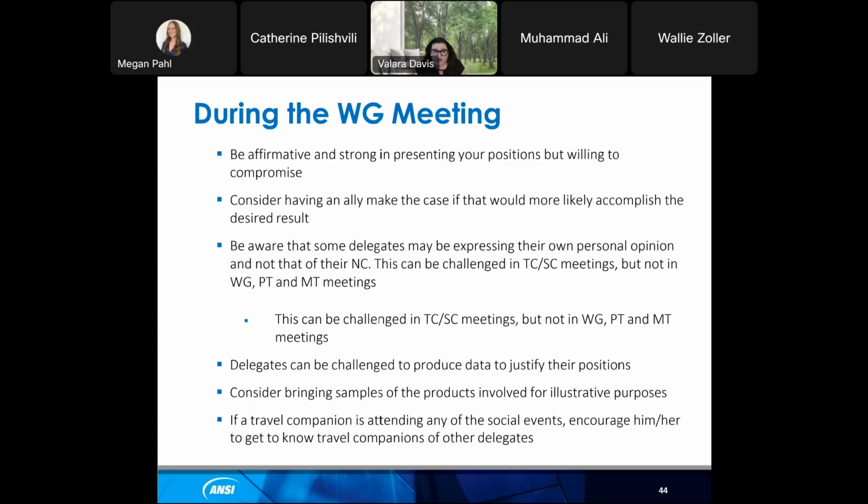And one thing that can be very helpful is if you have someone traveling with you to any of these working group meetings or plenary meetings, and they're going to attend any social events with you, encourage them to get to know the travel companions of other delegates within your working group or plenary. That can help you develop relationships with those other delegates, as well as give them someone to socialize with during the week.